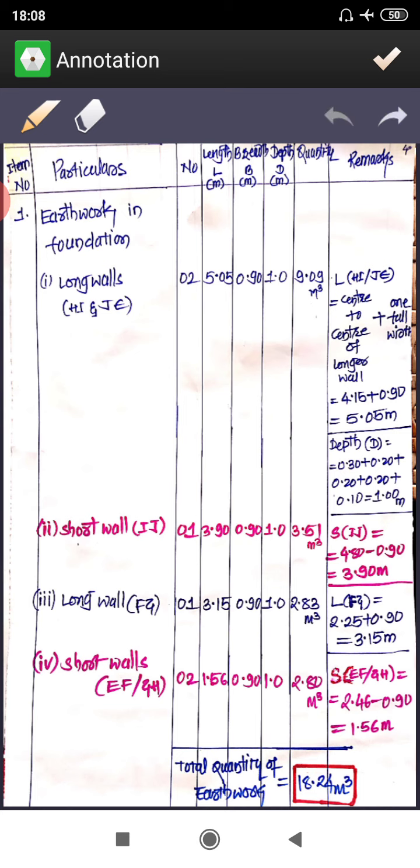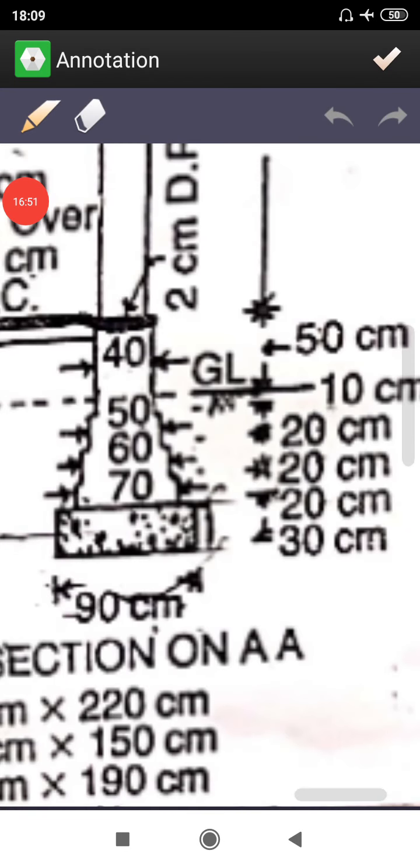So that length I am taking here, two numbers of walls as HI and JE are two walls. Then the length is 5.05 meter, width is 0.9, depth is 1 meter. So the total quantity is here 9.09 meter. Now if you see the depth I have written 1 meter. Now that you should mention in the remarks column how you have got that 1 meter, because directly it is not given in the cross section.